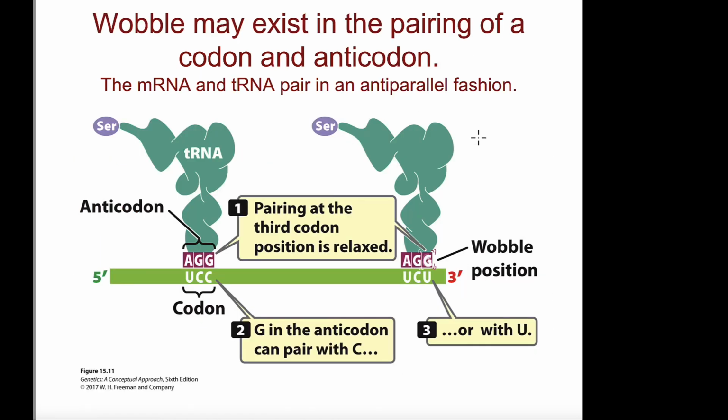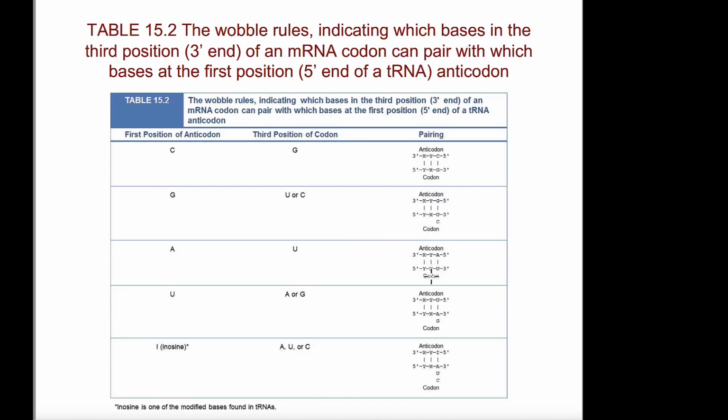As I mentioned earlier, the wobble refers to that third position that tends to be more lax. As a result, you can have instances where that third base does not always correspond to the codon in the mRNA, but you can still get the same amino acid. So here are the wobble rules, and they help to indicate which base is in that third position. The 3' end of the codon in the mRNA can pair with whichever base is at the first position in the anticodon region. So you want to go back over Table 15.2 to understand this a little better.